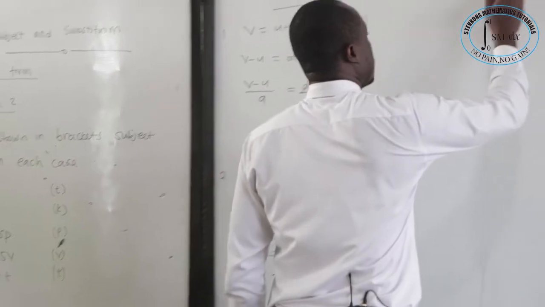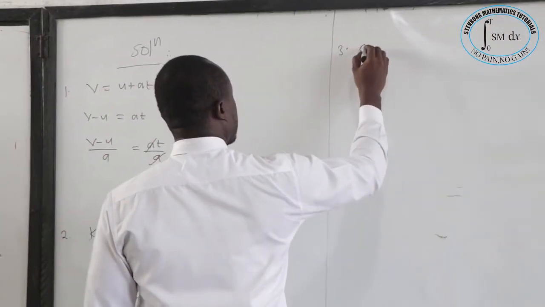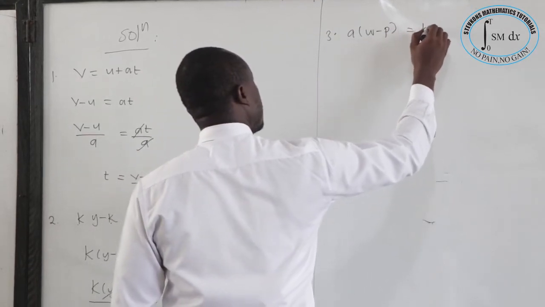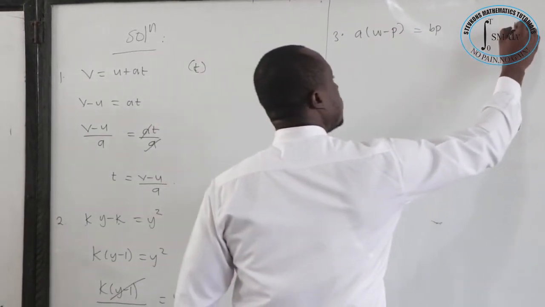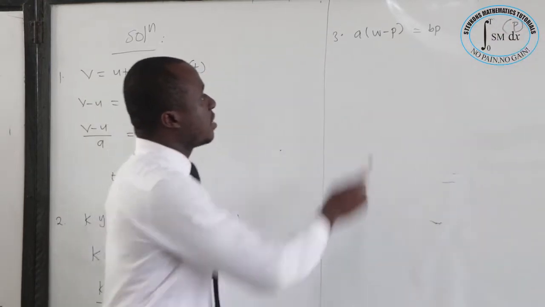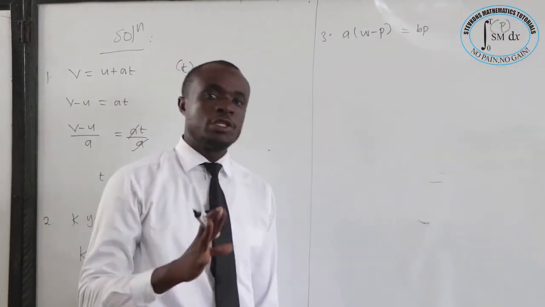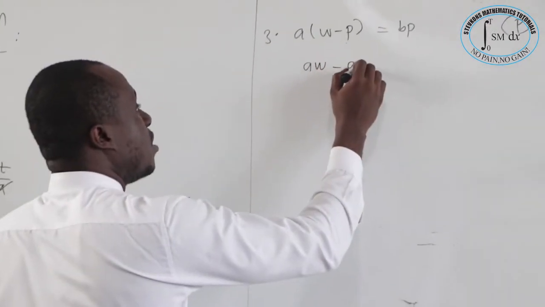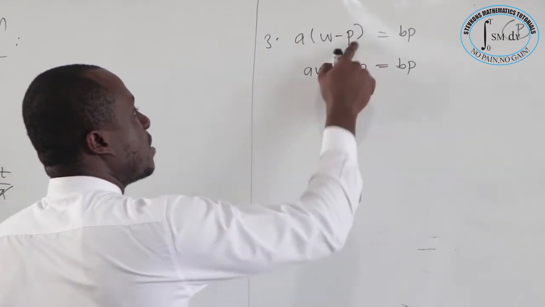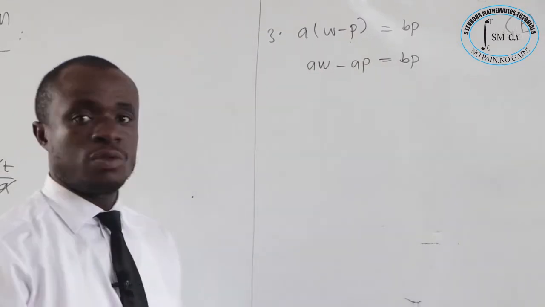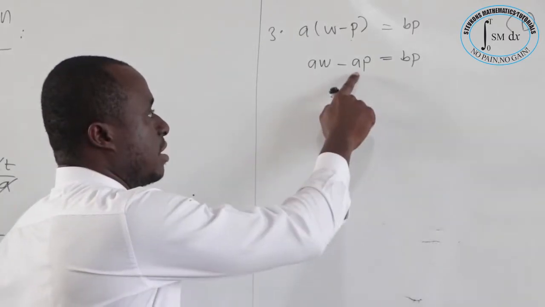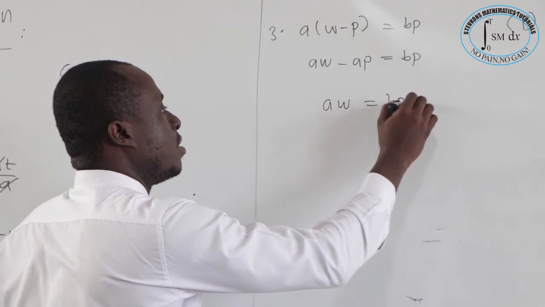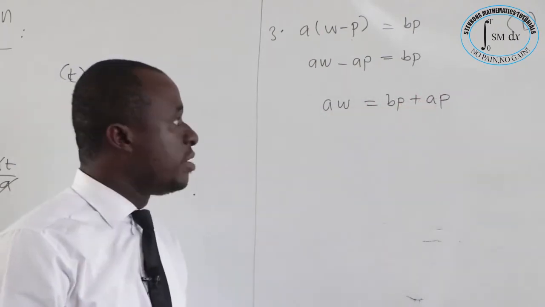Now let's see the third question, that is a(w - p) = bp. We want to make p the subject. Clearly there's p here, there's p here. We have to apply the distributive property so that we can group like terms. So a times w, aw, minus ap, equal to bp. a times p, that is ap. We want to make p the subject. Let this ap move to this side. So we have aw to be equal to bp plus ap.